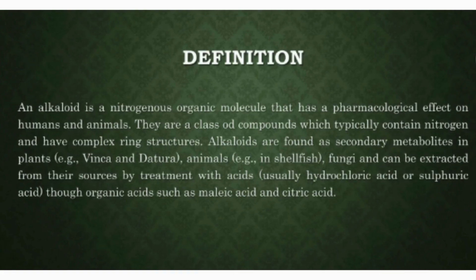Alkaloids are found as secondary metabolites in plants, for example Vinca and Datura, in animals, for example in shellfish, and in fungi. They can be extracted from their sources by treatment with acids, usually hydrochloric acid and sulfuric acid, or organic acids such as malic acid and citric acid.